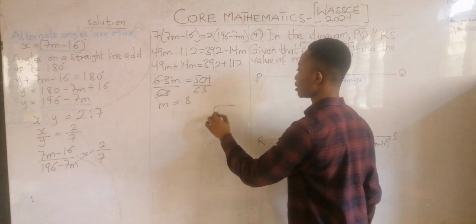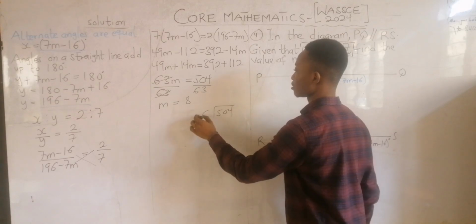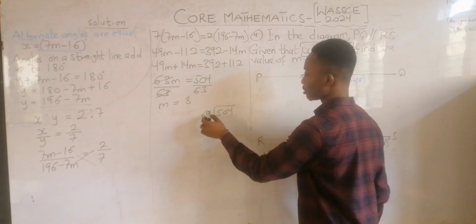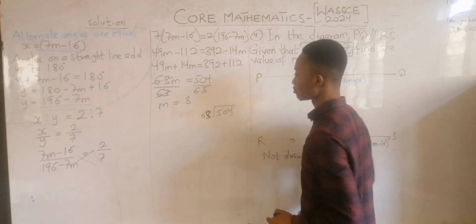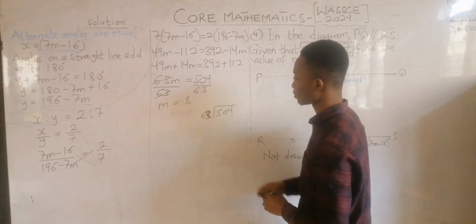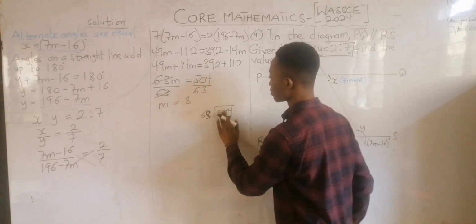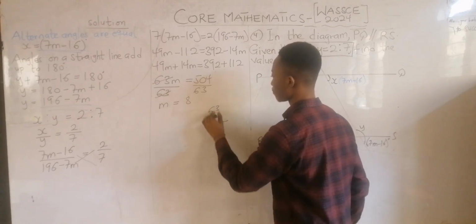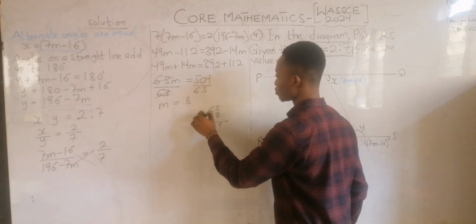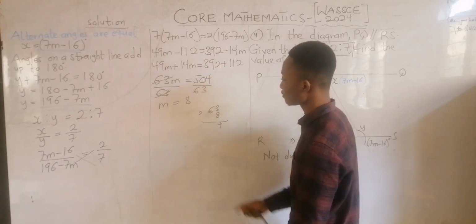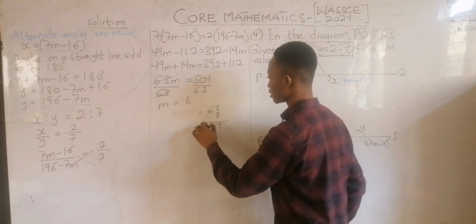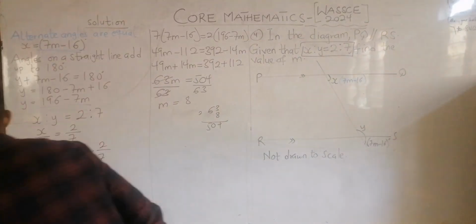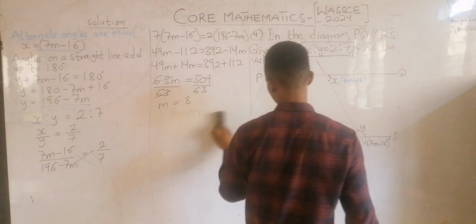Let's see if it is 8. Let's multiply 63 by 8. 3 times 8 is 24, write 4 carry 2. 6 times 8 is 48, plus 2 is 50. Good. So m is equal to 8 degrees.